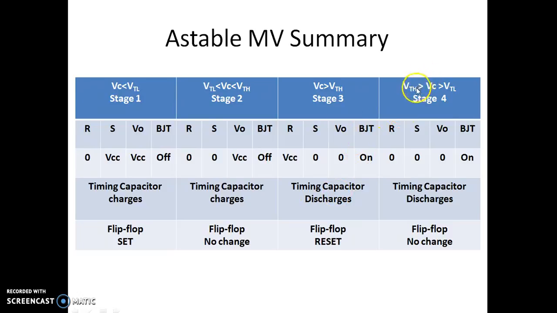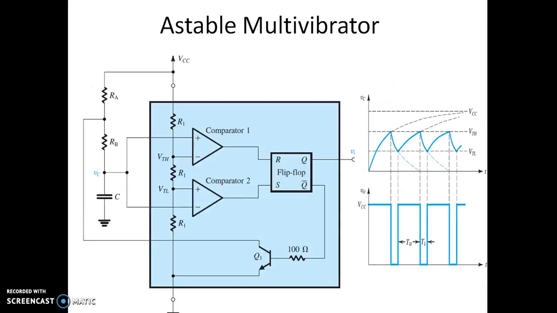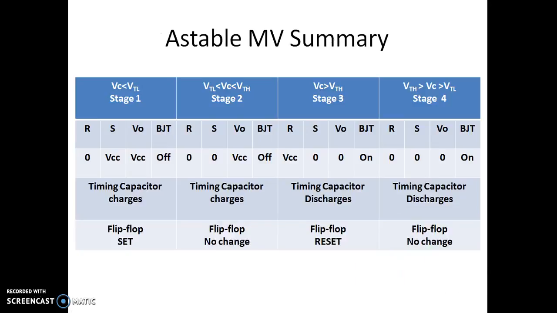As soon as it goes slightly below VTH, both R and S will become 0. So the output remains in the previous state. The capacitor keeps on discharging on its way down to 0. Whenever it goes below VTL, the output again goes high. So this is how it is happening. If it tries to go above this, the output goes low. If it tries to go below this, the output goes high. This is how the astable multivibrator works.